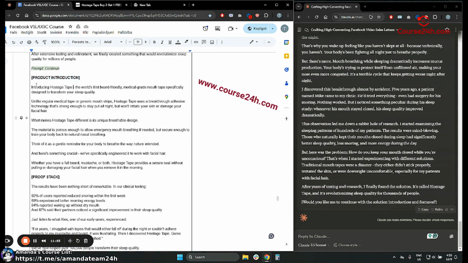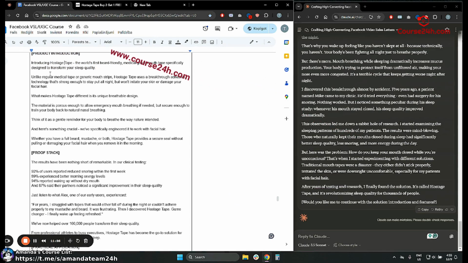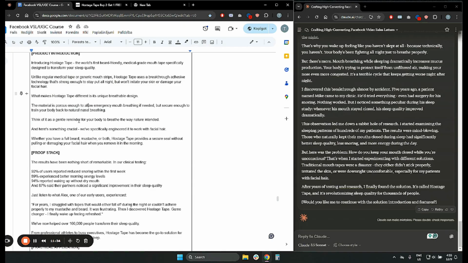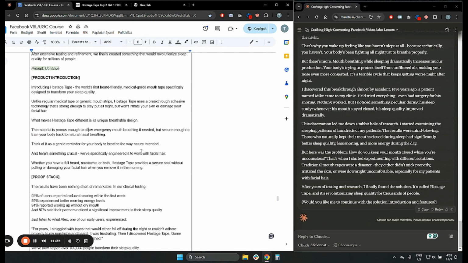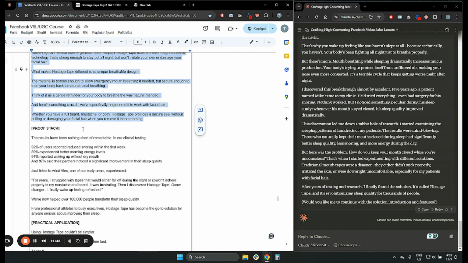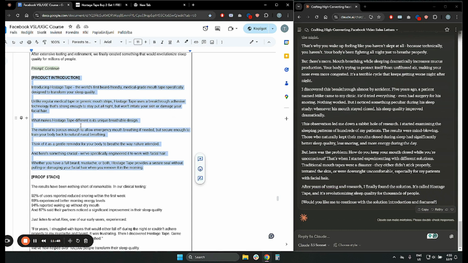Then the product introduction. Introducing Hostage Tape, it gives some explanation. So here it talks about the product, but if I had to make edits, I would probably explain more the mechanism behind it, of how simple it is. Like it takes a few seconds to apply before you go to bed, and then explain what happens in the body. So maybe do a segment of nasal breathing versus mouth breathing.